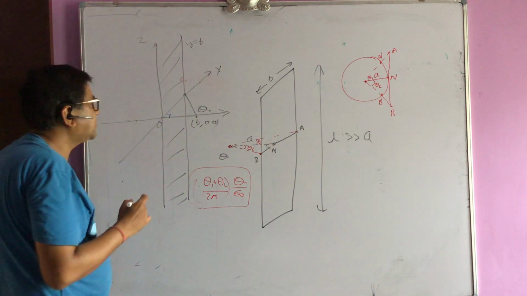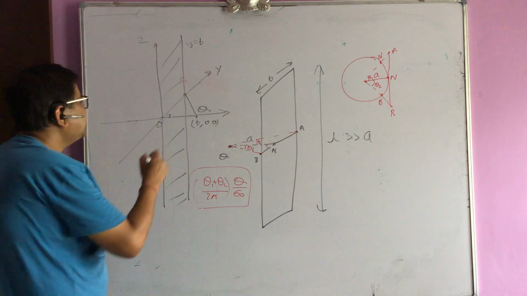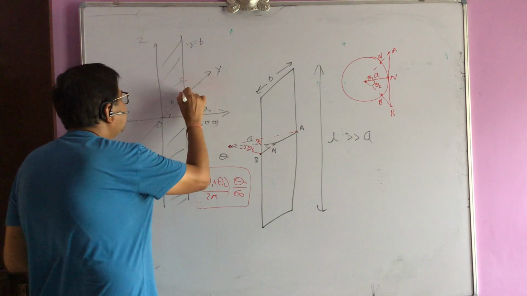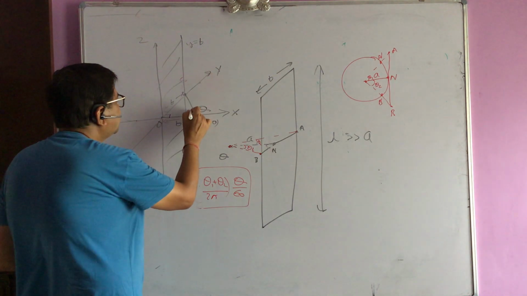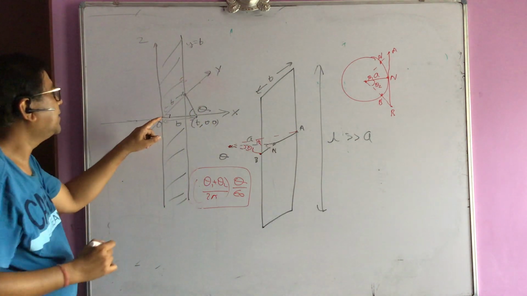This angle, this distance will be already mentioned, and this is also B. This is the x-axis B. So this angle is going to be how much? This 90 degree B.